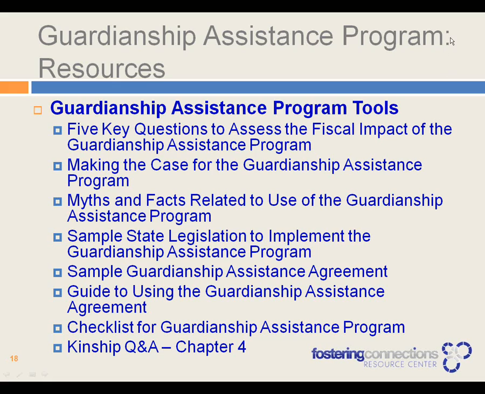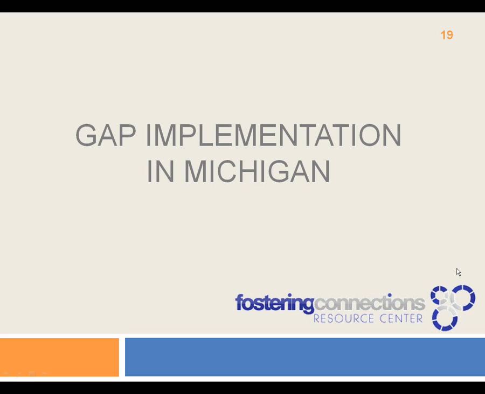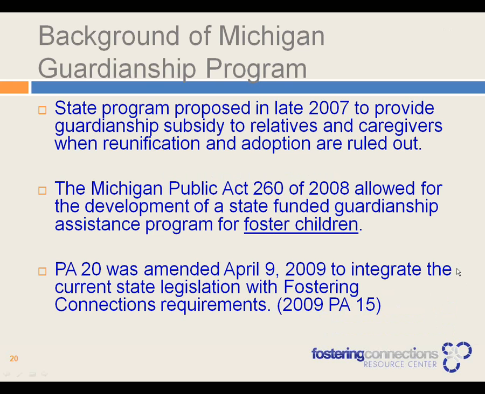And now I'm very pleased to present our first state presenter, Anita Peters. She's from one of the trailblazing states that has received approval to implement a guardianship assistance program, from the state of Michigan. Anita is the Adoption, Guardianship, and Permanency Manager of the Child Welfare Bureau at the Michigan Department of Human Services.